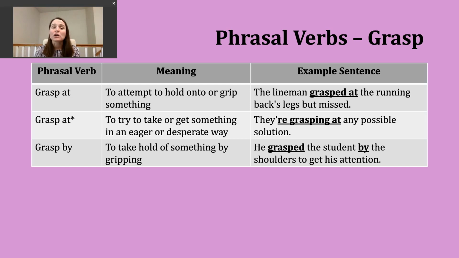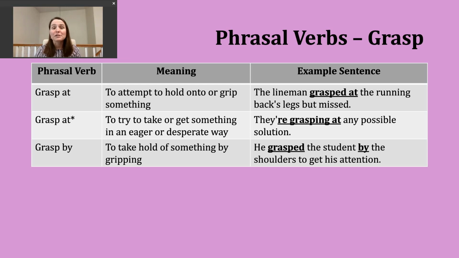A second way you'll hear grasp at is to mean that someone is trying to take or to get something. They're doing it very eagerly, maybe even a bit desperately. So, an example of this: they're grasping at any possible solution. Right? So, there's some kind of a problem and it needs to be solved very quickly. And they're going to try and think of anything that would lead to that solution or that fix.